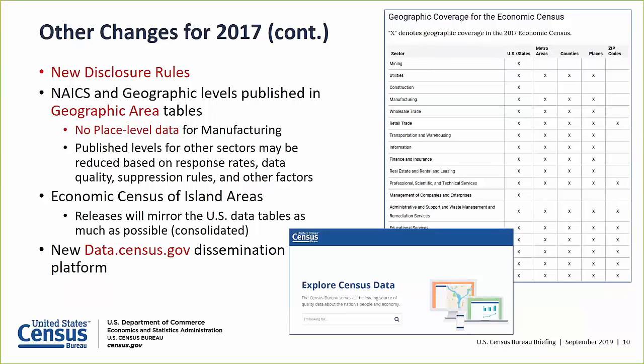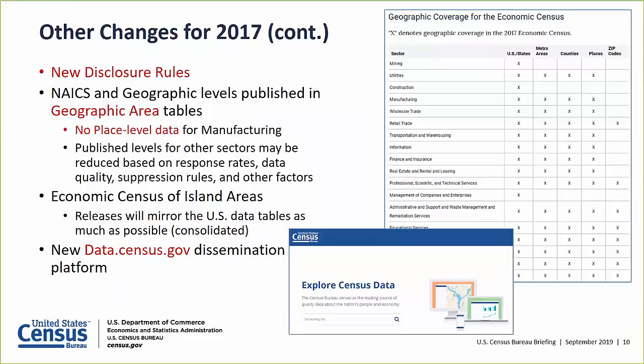We are changing some of the geographic area data that's being published for this economic census. We will not be publishing city, town, village, and borough level data for the manufacturing sector. We used to publish that data, but again, with these new suppression rules and the implementation of these privacy practices, we are not able to publish the data for the manufacturing sector. Similarly, there may be some other tweaks for the published data for other sectors.